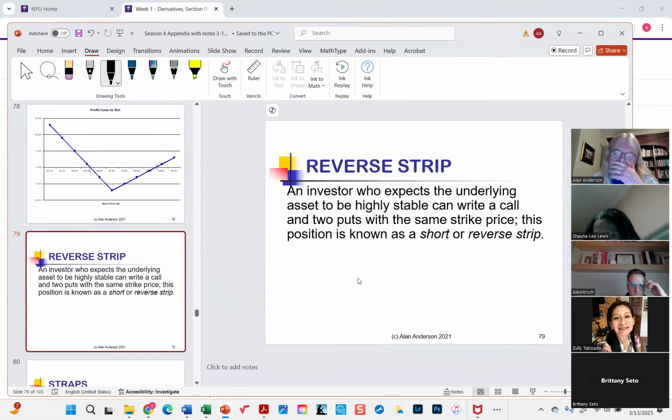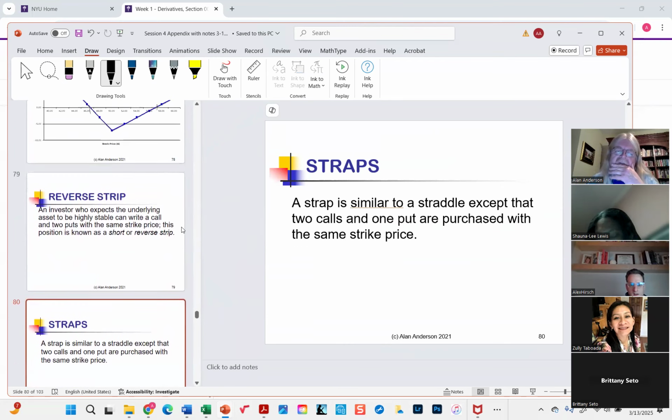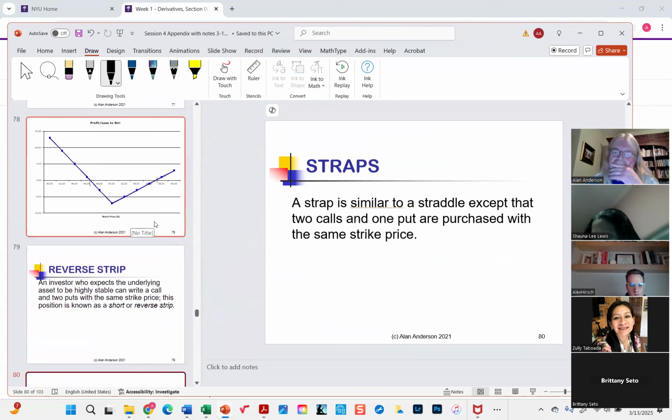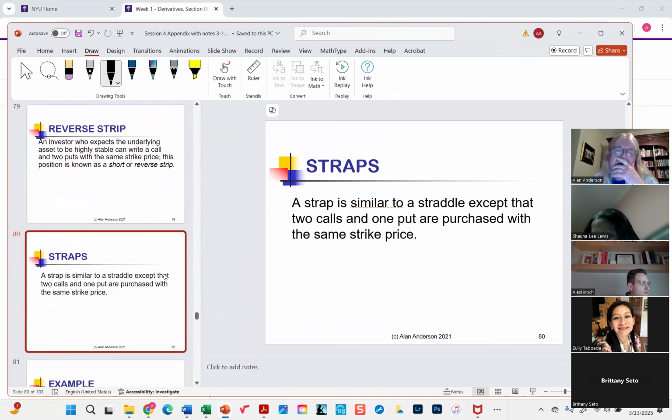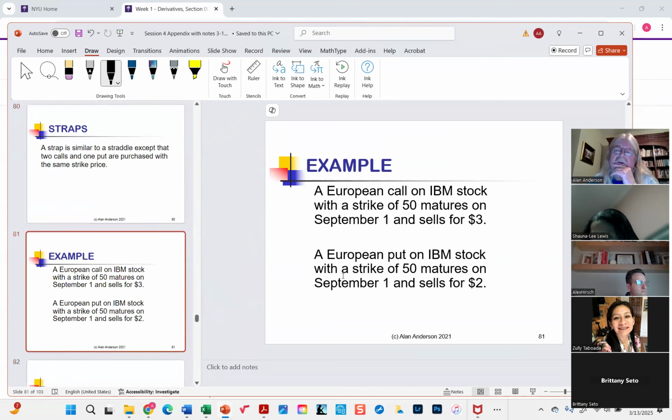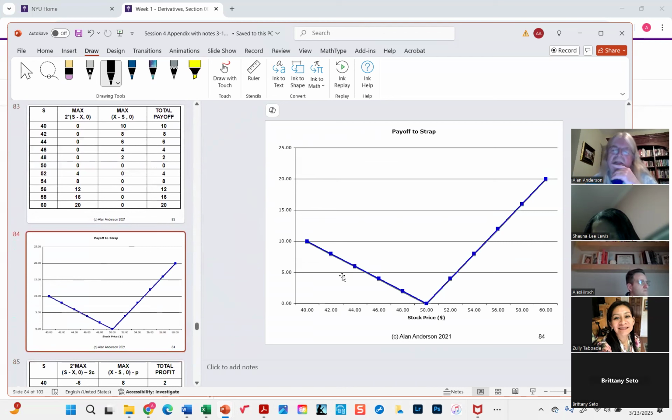And of course, there's a reverse strip where you sell all three options and you flip the graph upside down. With a strap, yeah, you're right. This is the one with 2 calls and a put. This is the one where you're more optimistic than pessimistic. So you're buying 2 calls and buying 1 put.